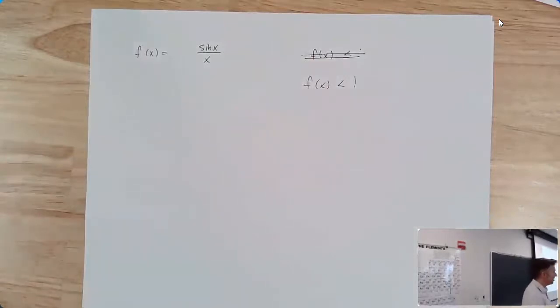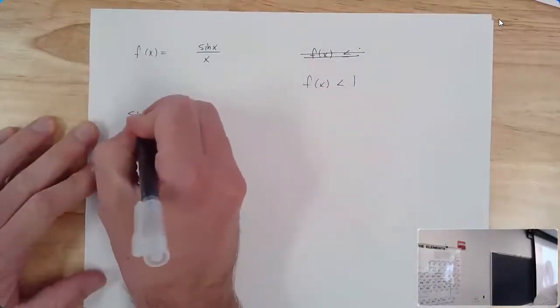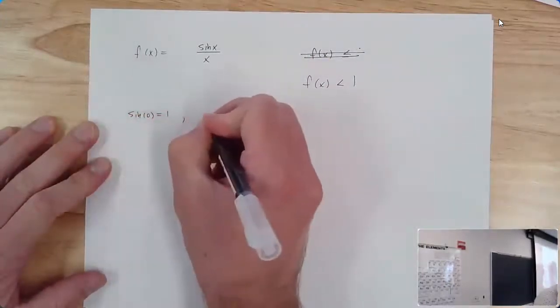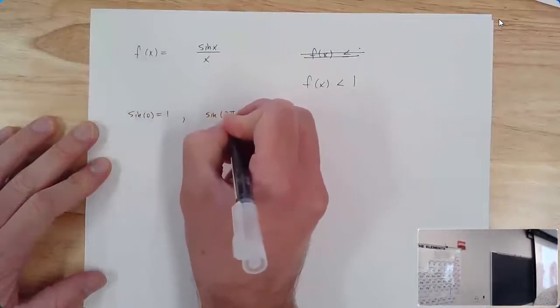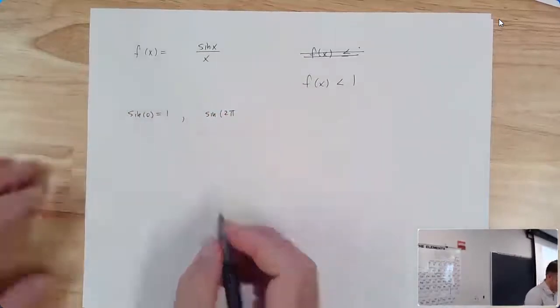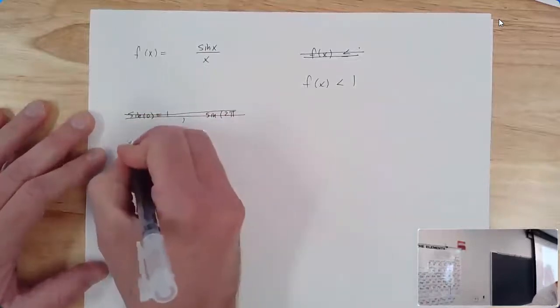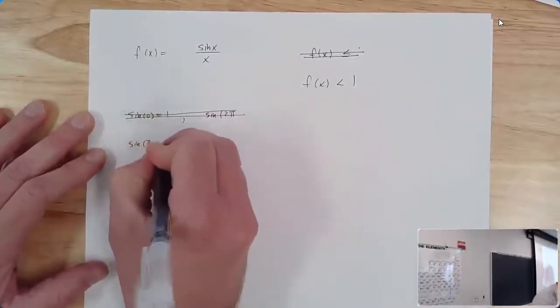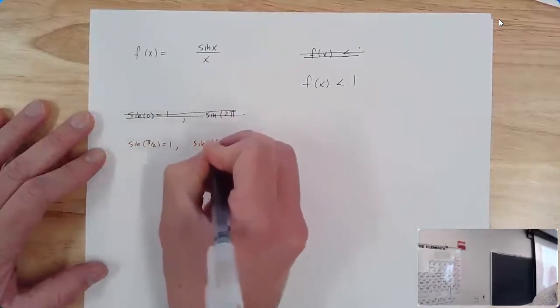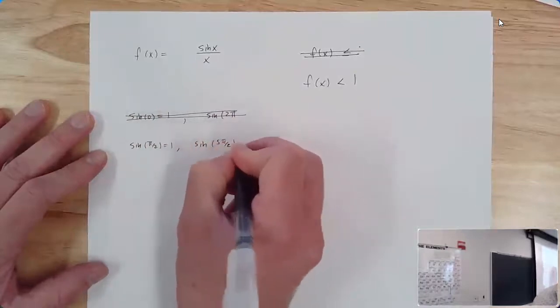Because the only time sine is equal to, so I should point out, right? Sine of 0 equals 1. Sine of 2 pi. Sine of 0 doesn't equal 1. What kind of crazy things am I writing here? Sorry, I was thinking cosine. Sine of pi over 2 equals 1. Sine of 5 pi over 2 equals 1, etc., etc., etc.